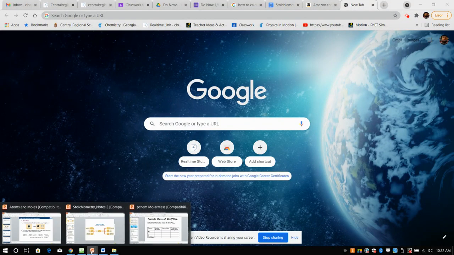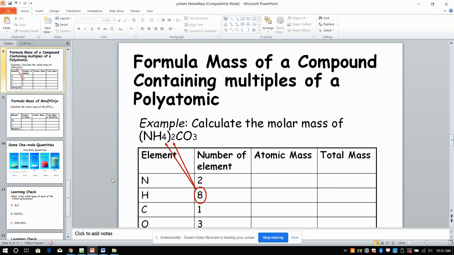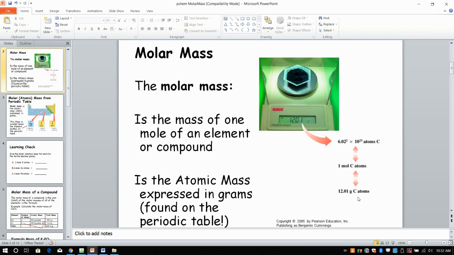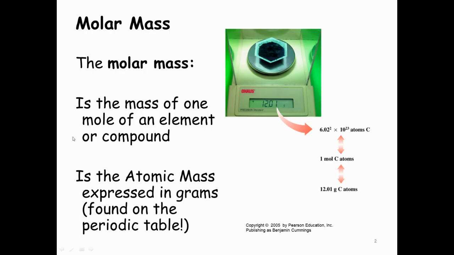What's going on, guys? So today, the topic that we were learning about was molar mass. So let's just kind of roll through. These were the notes that were given. Molar mass, mass of 1 mole of an element or compound. So the atomic mass is expressed in grams found on the periodic table. So the way to get that number is from a mole's worth, or Avogadro's number, worth of those atoms of that element. 6.02 times 10 to the 23rd of them is equivalent to 1 mole, right?